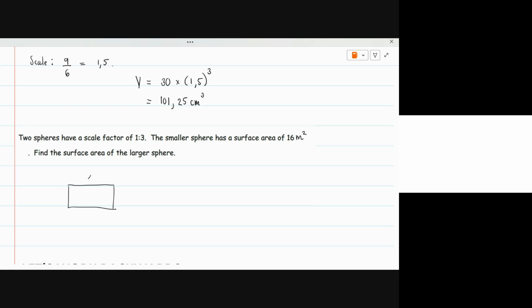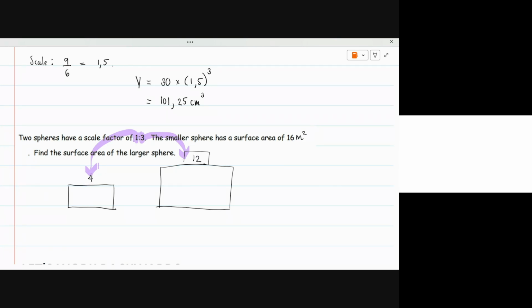So now if I have a rectangle and this side is 4, that means my scale of 1 is 4. The bigger rectangle has a scale of 3. How much will this side be equal to? 12, correct. It will equal 12. So this side will equal 12.